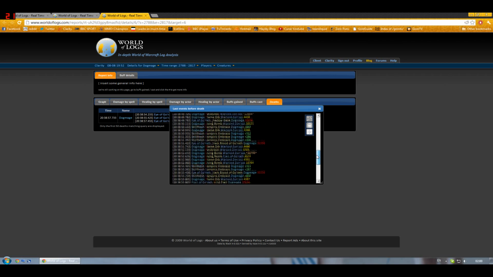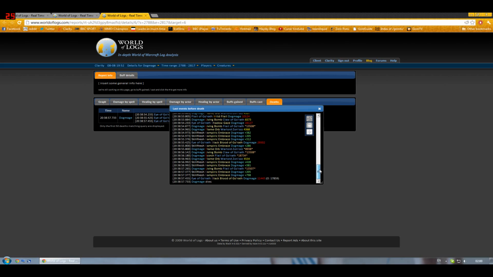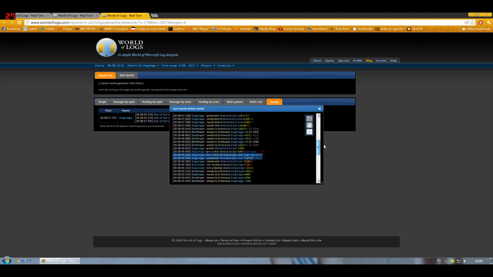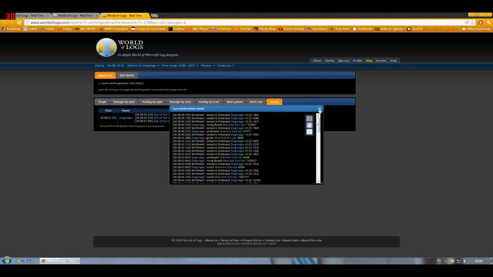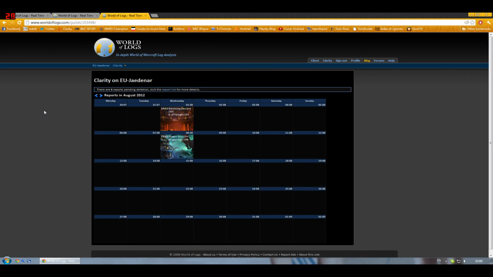I can see that he's constantly taking damage, but he is getting no heals, so I can only assume from that he was stood in the wrong place. Otherwise, his healer would have been healing him. So that was how we look at time periods within the fight. Very, very important as a raid leader to see what's going on in certain parts of the fight.